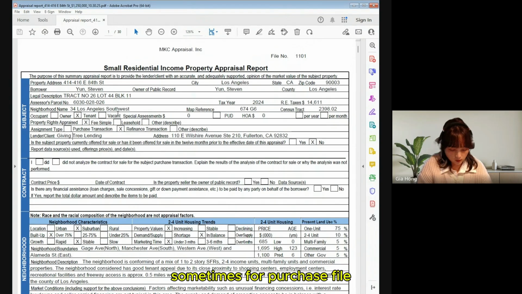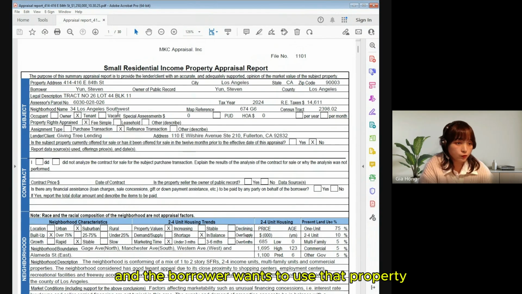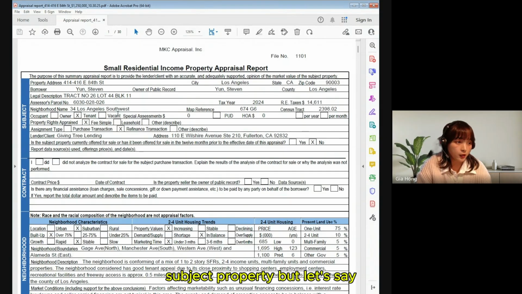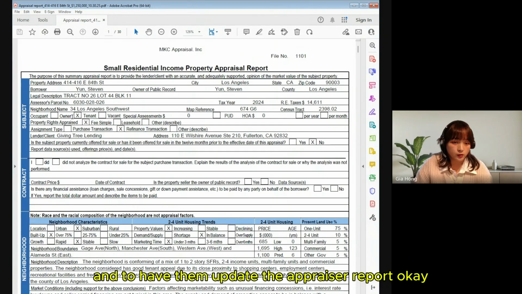Sometimes for a purchase file, the subject property is vacant and the borrower wants to use it as their investment property. If that happens, the appraiser might check occupant type as vacant because there's no one living in the subject property. But for a refinance transaction, it has to be tenant occupied. Sometimes it can be vacant, but it cannot be owner occupied for the investment. So please double check this part. If you see owner, you have to go back to the appraiser and have them update the appraisal report. Okay.